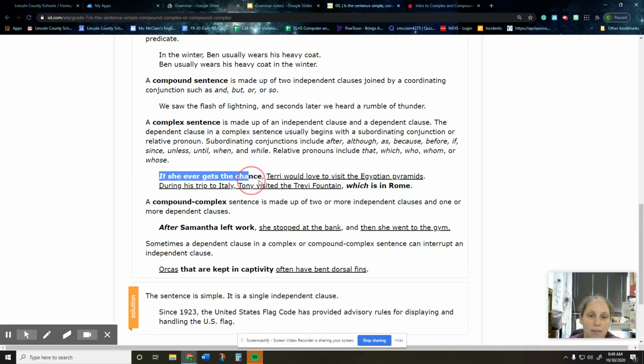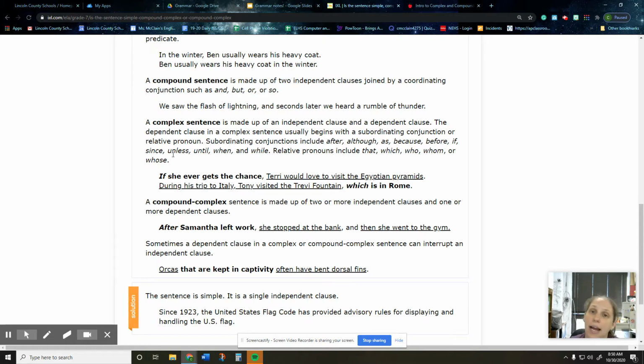So, if she ever gets the chance, that's a dependent clause. Terry would love to visit the Egyptian pyramids. That's my independent clause. So this is a complex sentence, all right? During his trip to Italy, Tony visited the Trevi Fountain. So during his trip to Italy is not a clause, okay? It's not a prepositional, it's a gerund phrase. So this is a phrase, and this is the clause. Which is in Rome, which is my relative pronoun, okay? And is in.